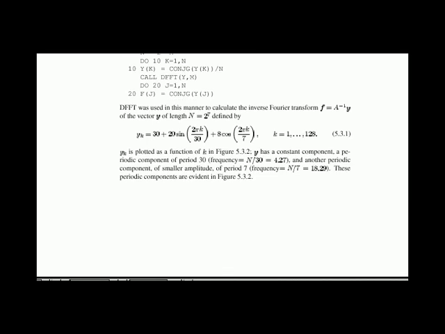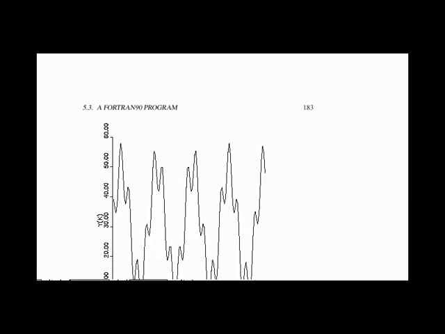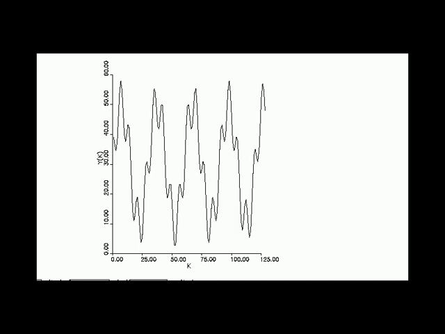The y data has a component of frequency 4.27 and another component of frequency 18.29. That is period 7. And if you plot y itself, you can sort of see the two periods there, the one of frequency 4, 1, 2, 3, 4, a little more than 4, and the one of frequency 18, 1, 2, 3, 4, 5, 6, 7, 8, 9, 10, 11, 12, 13, 14, 15, 16, 17, 18, 19, superimposed.